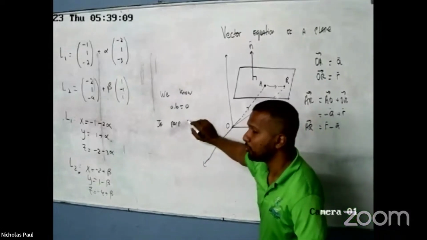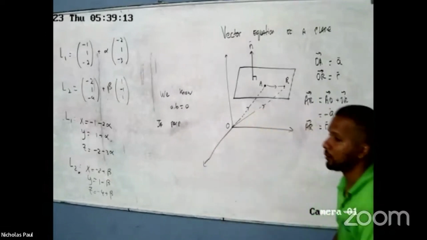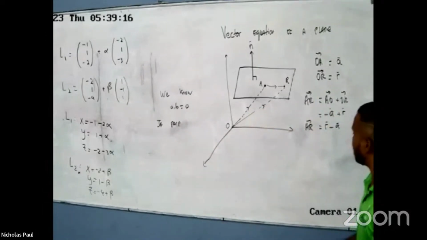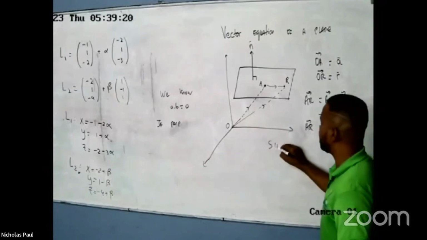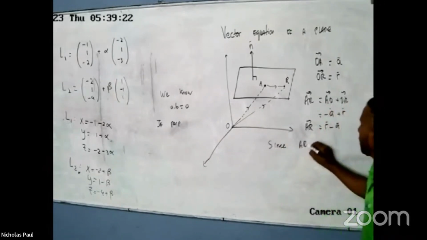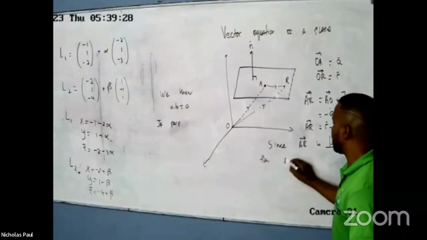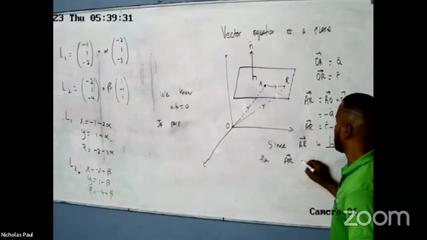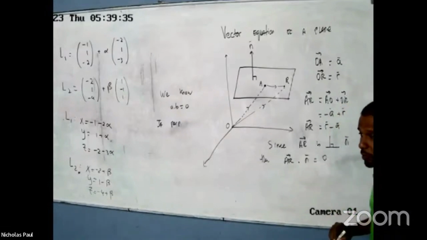That's a rule for two things perpendicular. That's a general thing. So since AR is perpendicular to N, then we can say that AR multiplied by N should be 0. Are you okay with that?